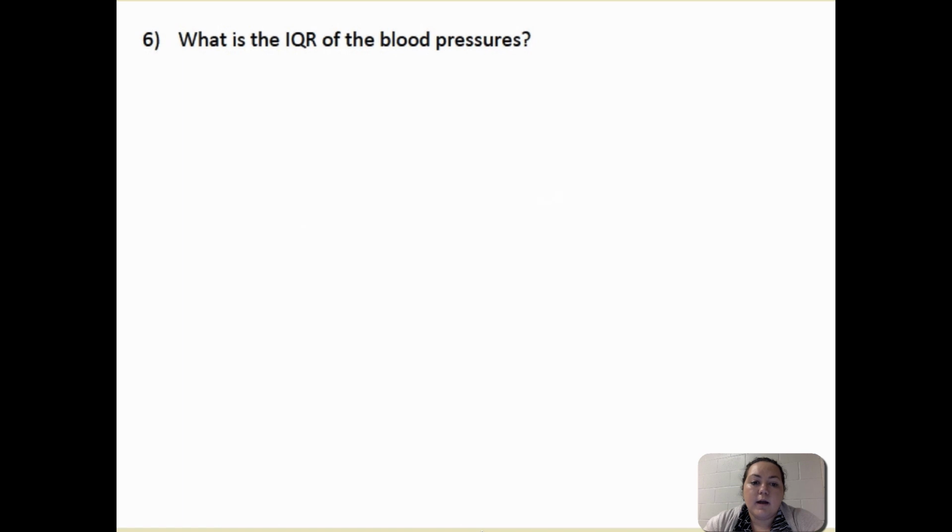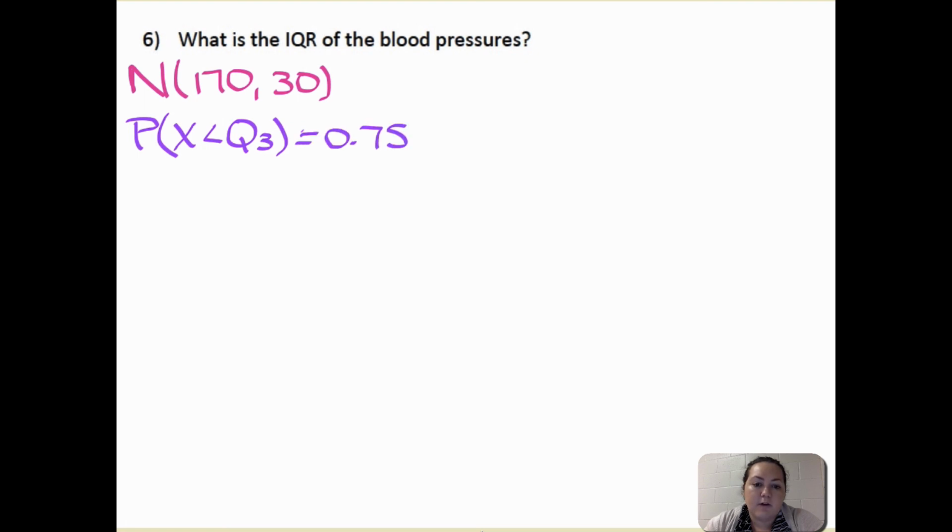All right, what is the IQR of the blood pressures? So IQR, we would need to find the 25th percentile and the 75th percentile. So it's a normal model with a mean of 170 and a standard deviation of 30. We need the probability that x is less than quartile 3, which would be 0.75. So we need to figure out what value is quartile 3. And so if I do inverse norm, 0.75, 170, and 30, I get 190.235.